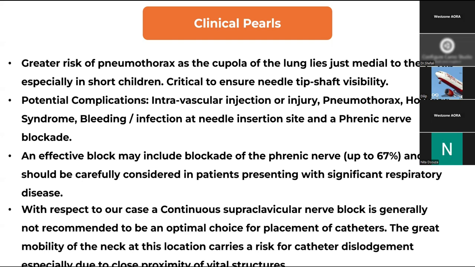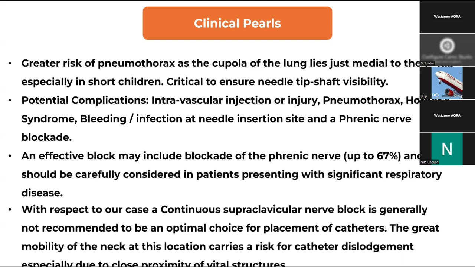Now, this block again has a very high risk of pneumothorax as the cupola of the lung lies just medial to the rib, especially in the shorter children. So it is very critical to ensure needle tip and shaft visibility. Potential complications can include an intravascular injection, pneumothorax, Horner's syndrome, bleeding and infection at the site, and phrenic nerve blockade. An effective blockade might actually include a phrenic nerve blockade of up to 67%.